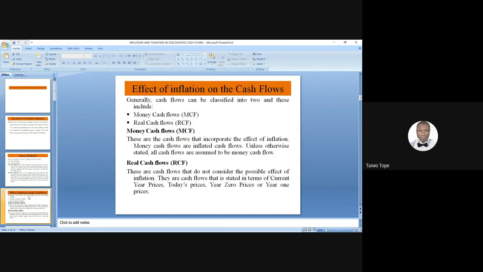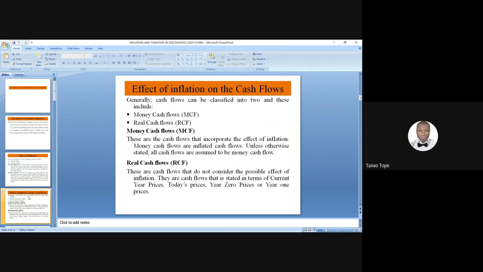So, the effect of inflation on cash flows. What is the effect of inflation on cash flows? Generally, cash flows can be classified into two, and these include money cash flows and real cash flows. Now, when we talk about money cash flows, this is a cash flow that already incorporates the inflation rate. So it is the actual monetary amount paid or received in the year that the cash flow occurs. Each cash flow is adjusted by its specific rate of inflation.